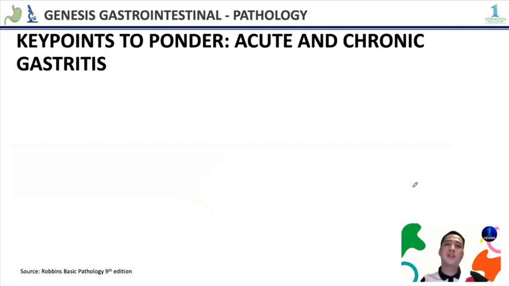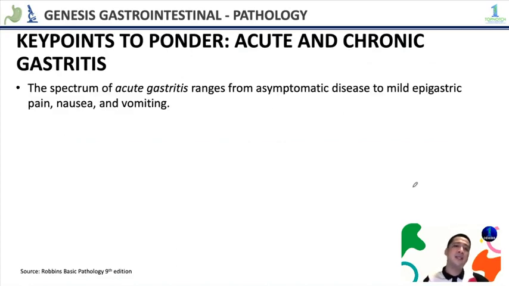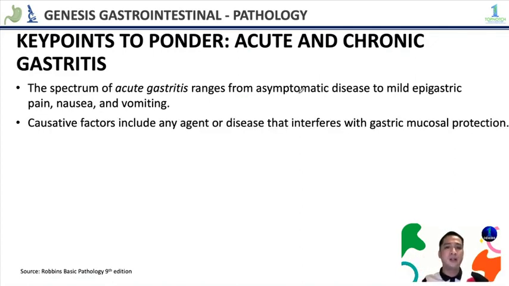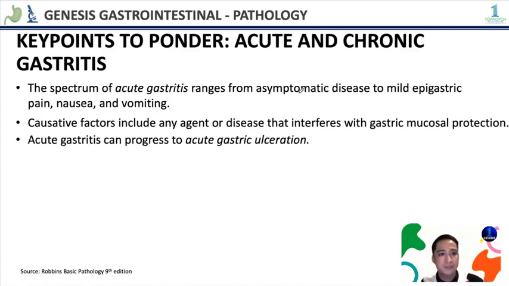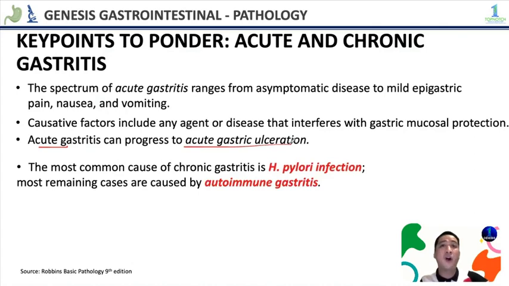Key points to ponder for acute and chronic gastritis. The spectrum of acute gastritis ranges from being asymptomatic to having the typical nausea, vomiting, and abdominal pain. Causative factors include any agent or disease that can interfere with the gastric mucosa, and acute gastritis can lead to acute gastric ulceration. And the most common cause of chronic gastritis, again, nandiyan na naman, H. pylori infection.